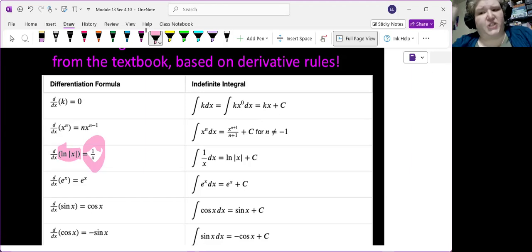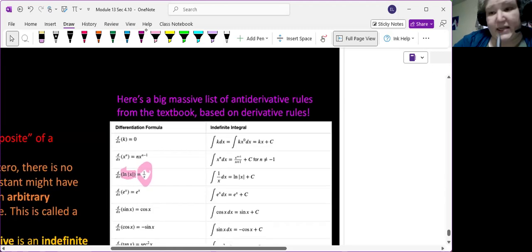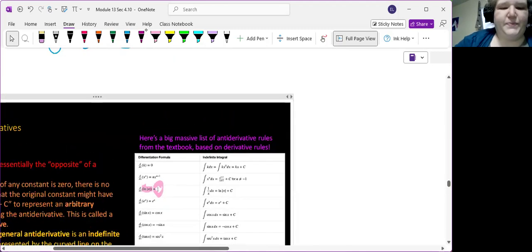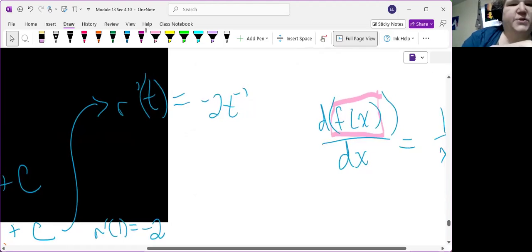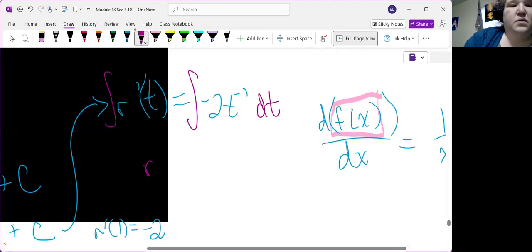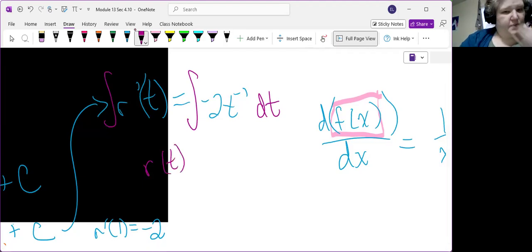It's hit or miss whether they actually want you to write the absolute value symbols. Generally, something in the problem already constrains x to be positive, so we don't have to worry about it. But technically, it is there. Technically, we should also say x can't be 0. So up here, our antiderivative, so this is now just r of t. We get the negative 2 as a constant multiple, and then t to the negative 1 is 1 over t.